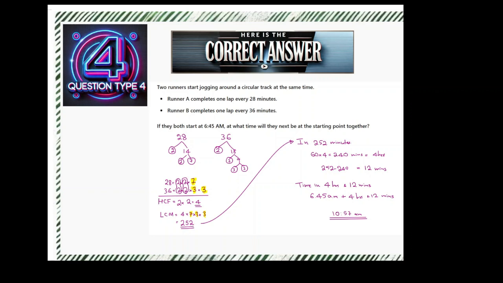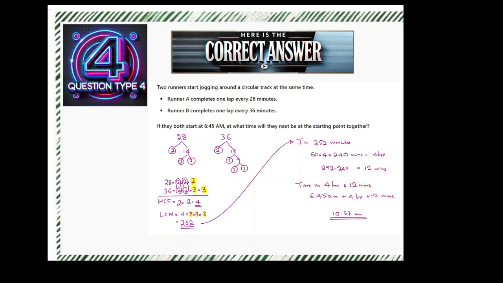Now, to get the time, we have to convert that into hours. The quickest way to think about it is we know 60 minutes is an hour. So 1 hour, 60, 2 hours, 120, 3 hours, 180, 4 hours, 240. Oh, okay. 240 is just under 252.